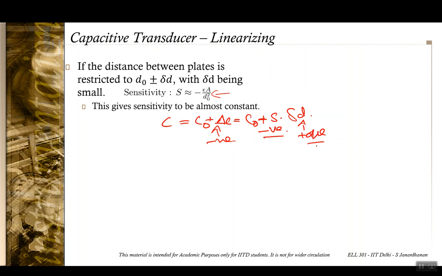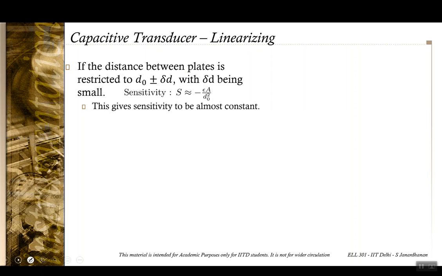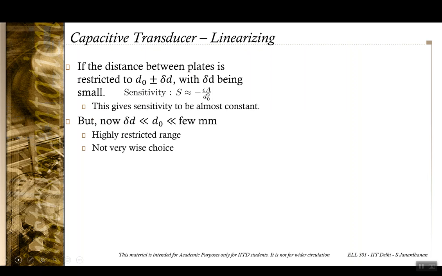Okay, but the main point of concern here is that we had seen that this method of changing the distance between plates is applicable only when d0 itself is less than a few centimeters. So the range of this method itself is only up to a few millimeters, and on top of that, if we make a restriction that this variation delta d is again much less than d0, then this is a very, very restricted range. And it is not a very wise choice to use this approach.